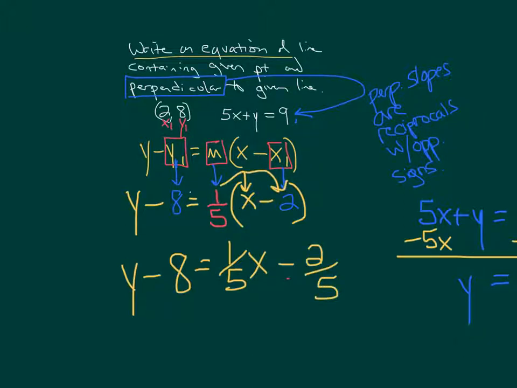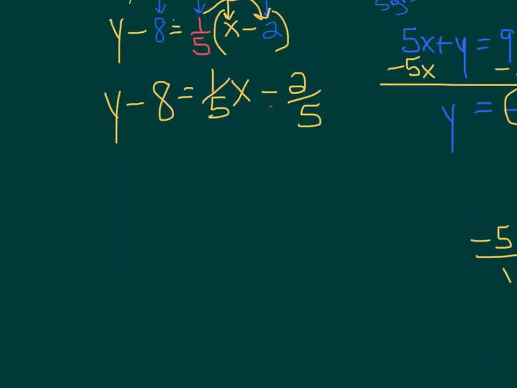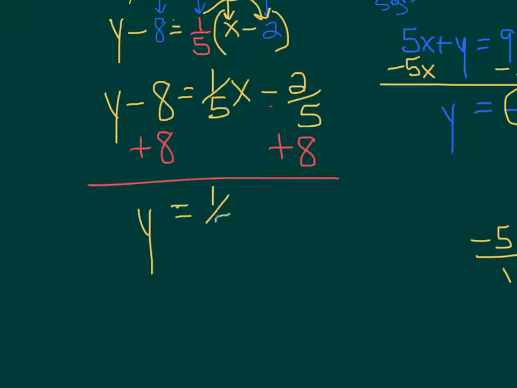Distribute that 1/5, and we get 1/5 times x. 1/5 times negative 2 is negative 2/5. Then our last step is to get the y by itself, so we're going to add 8. Put a line underneath. We've got y equals 1/5 x, and then negative 2/5 and 8.